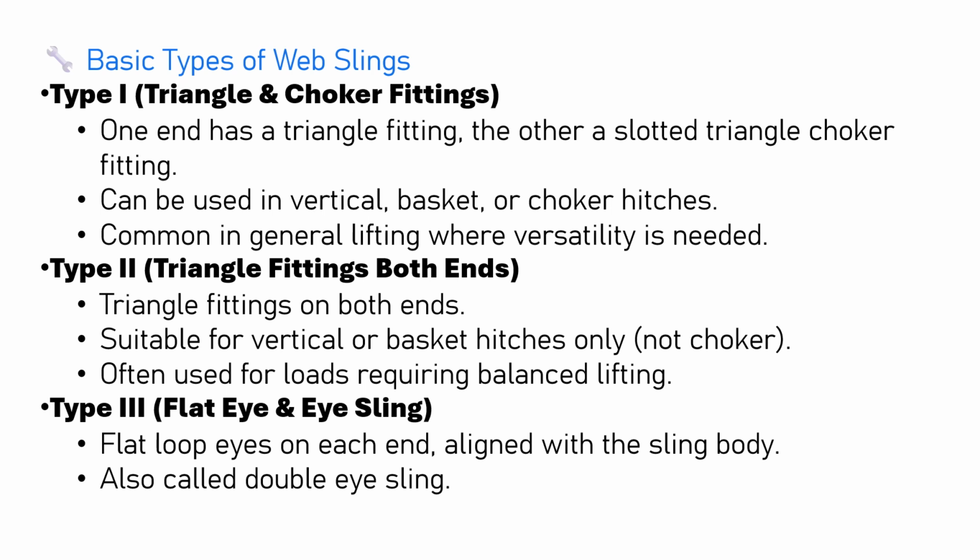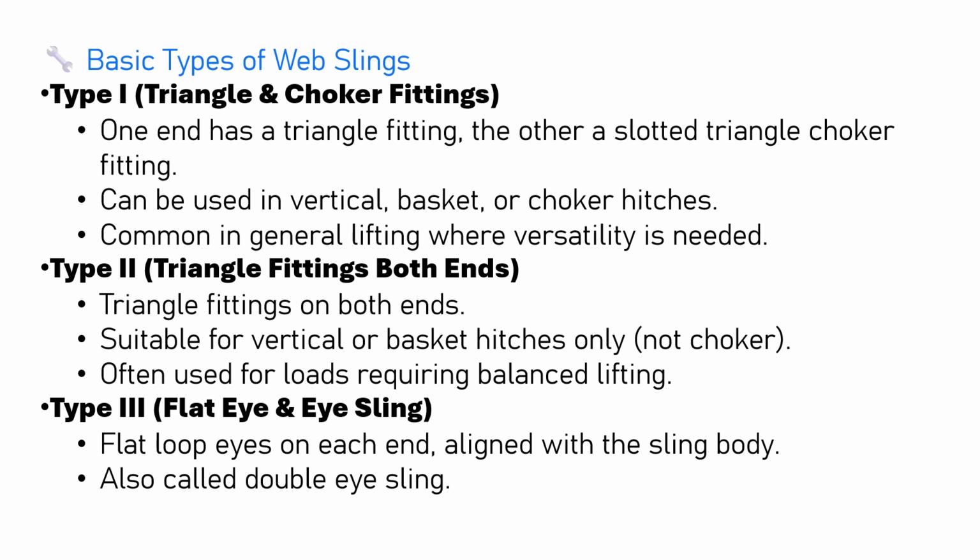The second type: triangle fittings on both ends. So both ends have the triangle fittings. Suitable for vertical load, not for choker. We cannot choke this one. It is often used for carrying loads with balanced lifting. It means two slings we have to use in a balanced way. So at that time this type 2 is suitable.